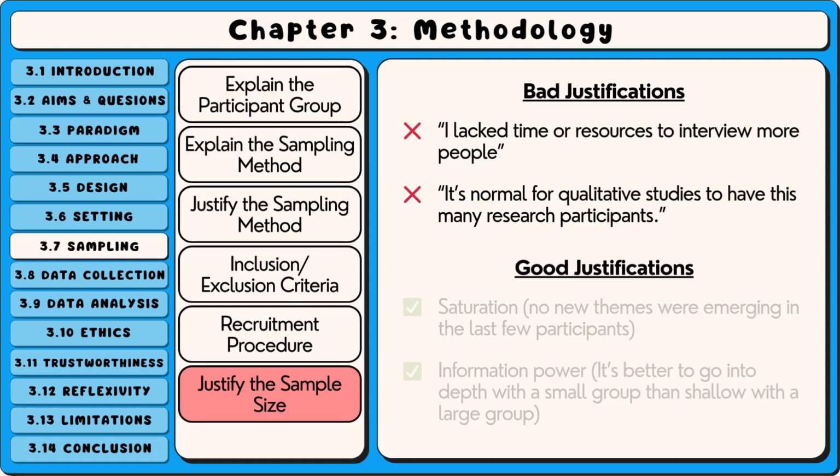Here are some better justifications. The first is saturation points. This is when you reach a point where no new themes emerge from the last few participants that you interviewed or datasets that you looked at. This suggests that including more participants or datasets in the study beyond the ones you've already examined is not likely to generate any new themes.